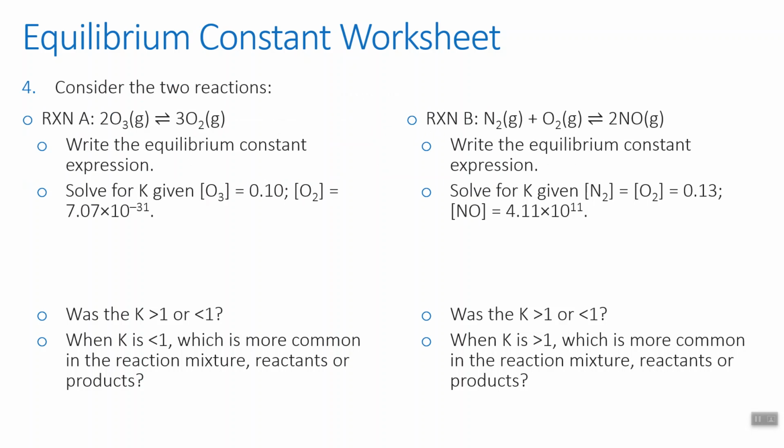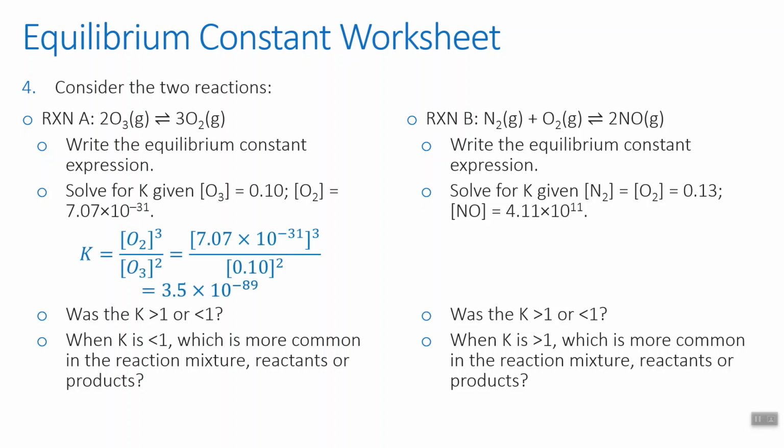So we have two reactions here, reaction A and reaction B. And we want to examine these and answer a few questions about them. First we want to write the equilibrium constant expression, and then we're going to plug in some values into that expression to get a value for K.